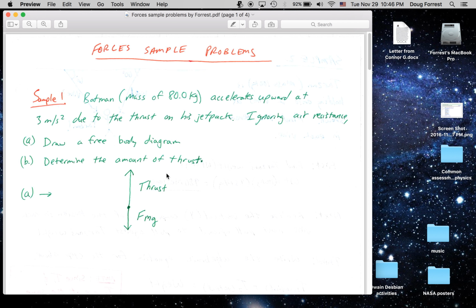Some sample problems here showing you how I did those. You have homework that you're going to be able to work on in class on Friday when I'm absent, and I want to do a couple examples.